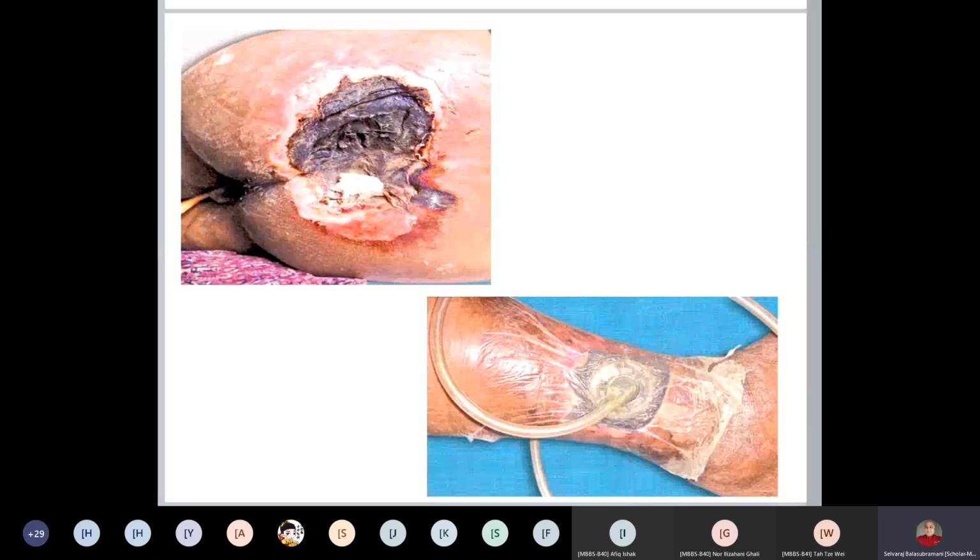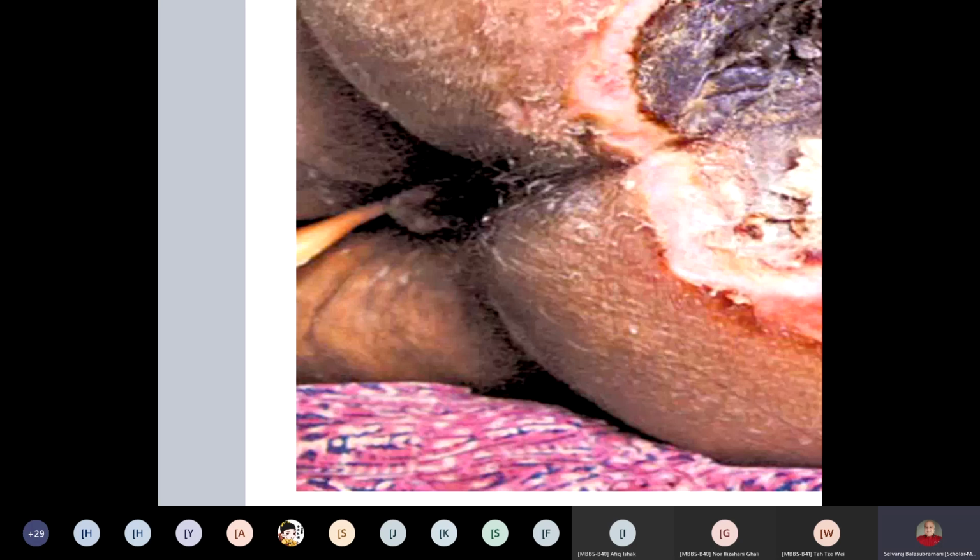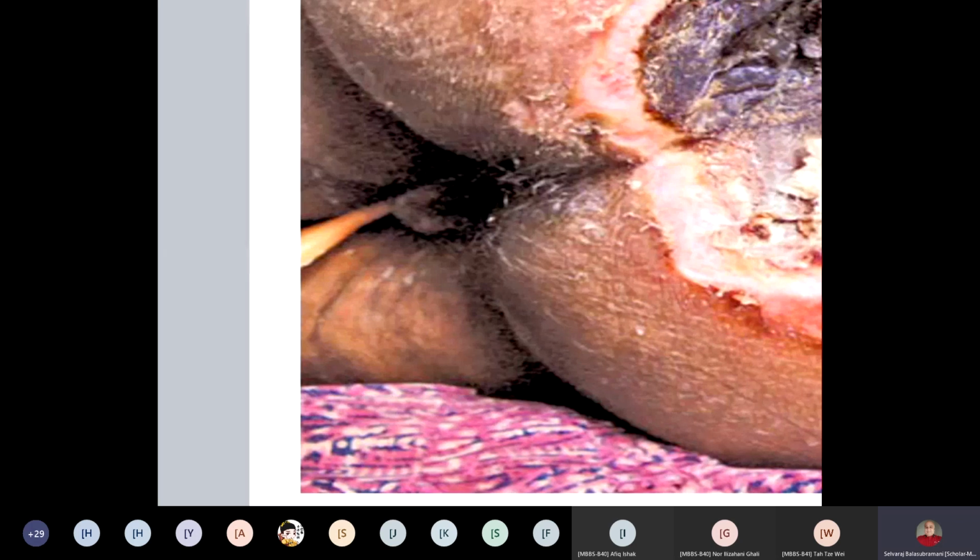If you watch this patient, here you can see they have catheterized this patient. Are you able to see that yellow color catheter there? That is a Foley catheter. They have already catheterized this patient. So what type of patient will you catheterize and will develop this bed sore? Common in which type of patients?